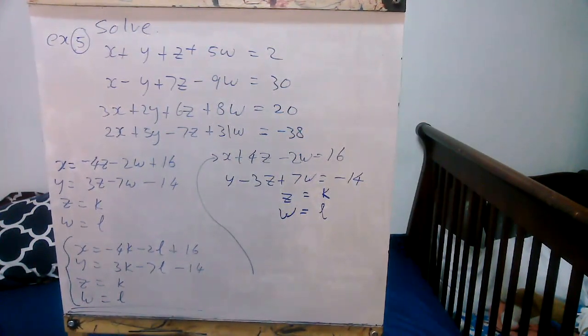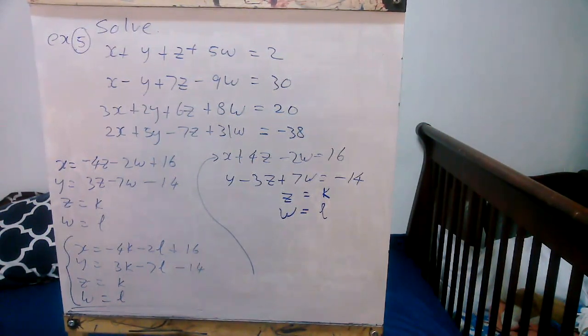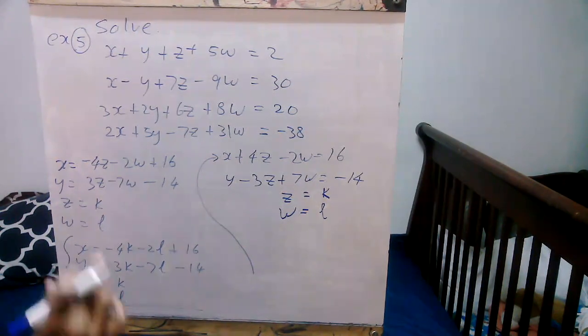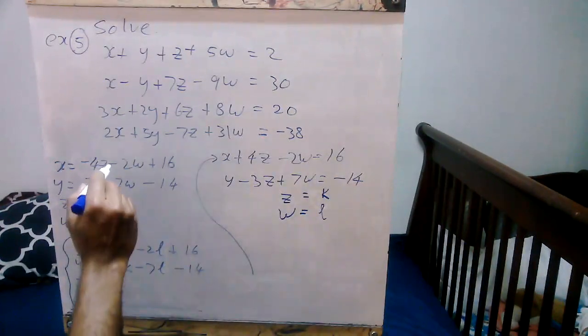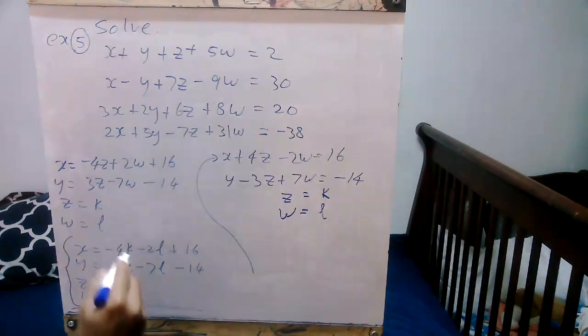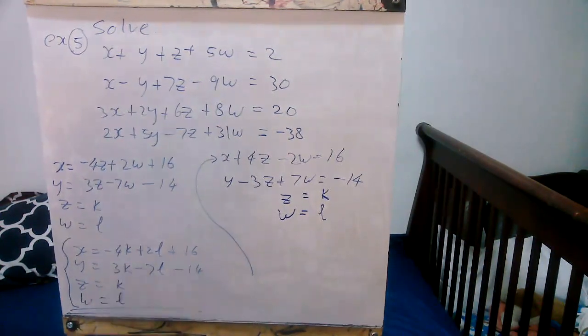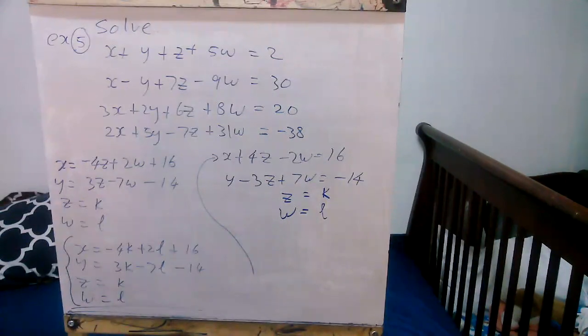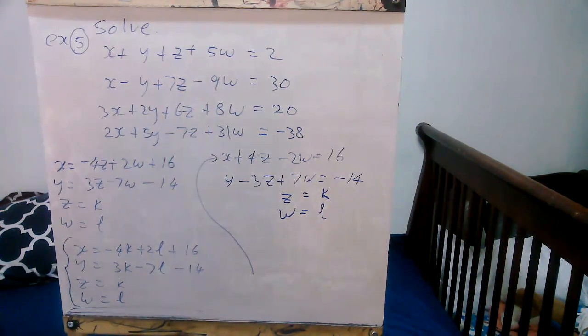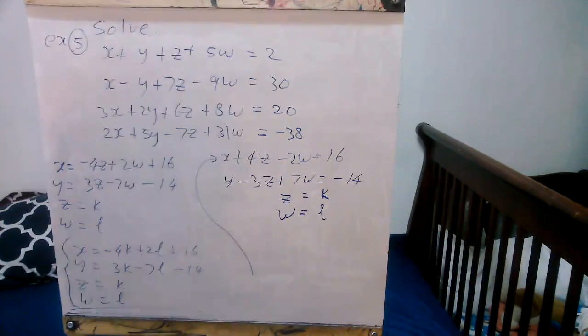Comparing with the book. Minus 2w. When you move this to the other side, this should be plus 2w. Therefore, when we convert, this is plus 2l. Right? 16 minus 4k plus 2l, negative 14, 3k minus 7l. Yes, that's good. So that's our final answer. Right?